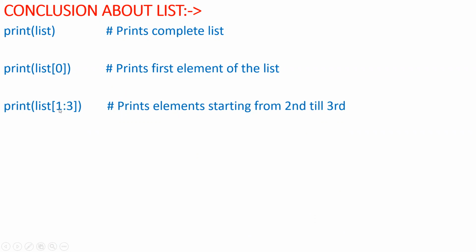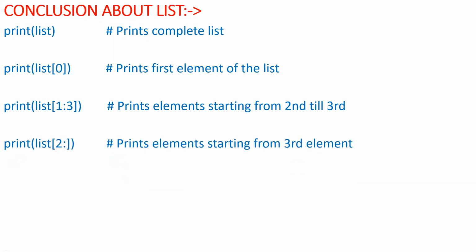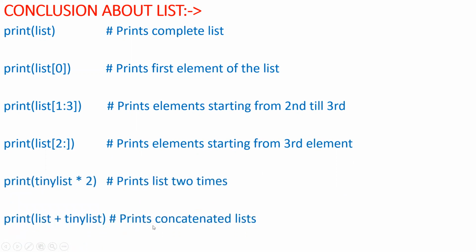From the system, what is the index? 1. So skipping 0, starting from index 1 up to index 2. Excellent. Now list 2 colon prints elements starting from the third element up to the last element. Here it prints two times, the concatenated list, concatenation.